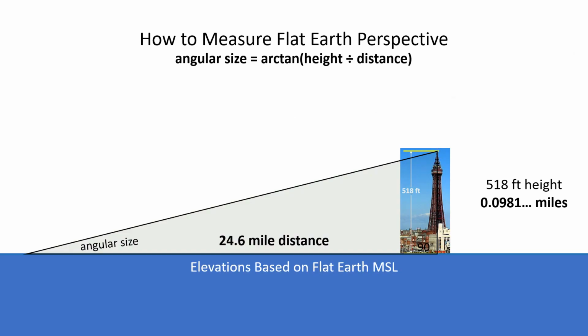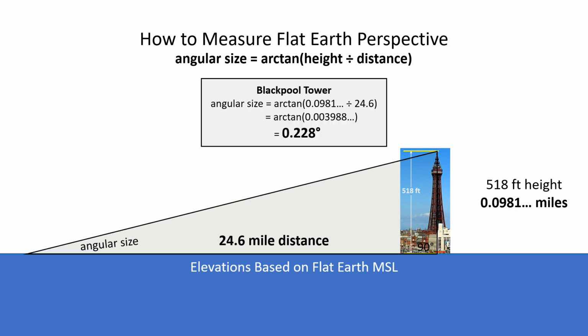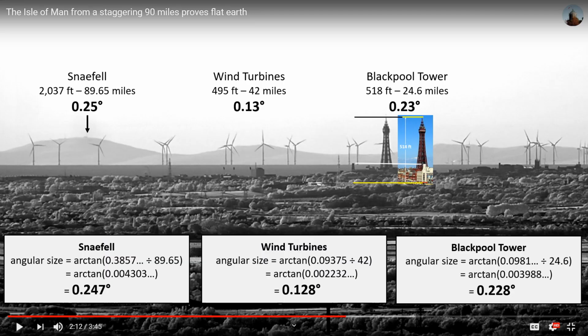So for our angular size calculation, we have 24.6 miles in distance, and converting feet to miles, we get 0.0981, and that gives us an angular size of 0.228 degrees. I'm going to round that off to 0.23 degrees. So how does this compare to the wind turbines?